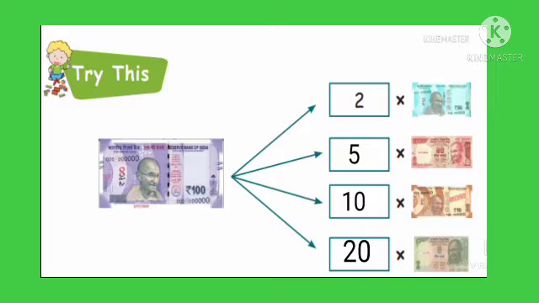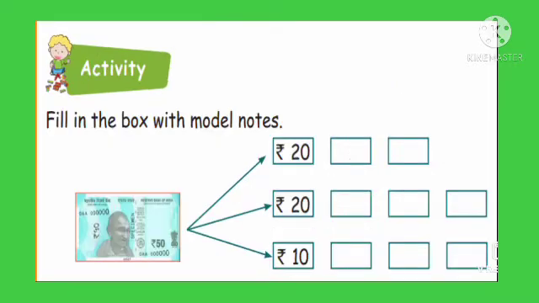5 into 20 is equal to 100. 10 into 10 is equal to 100. 20 into 5 which gives 100. Fill in the box with model notes.